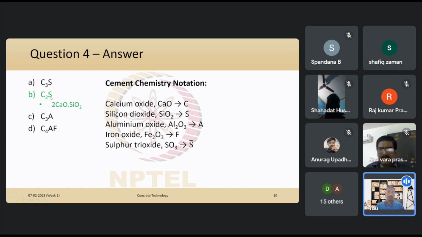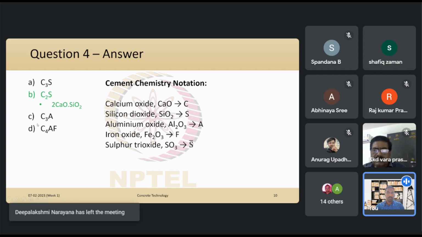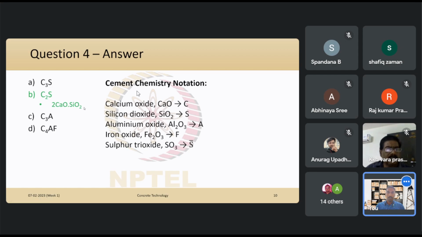Similarly for alite, which is tricalcium silicate, it is C3S. We don't have specific names for tricalcium aluminate and tetracalcium aluminoferrite, but we can still use the abbreviations using the notation that we follow. So the right option is option B. Okay, any questions?